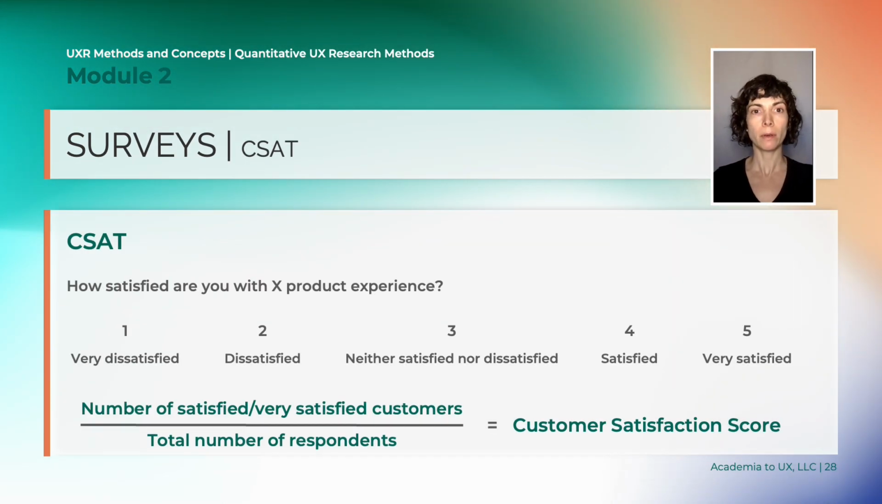Here you can see a typical customer satisfaction survey. There is a response spectrum ranging from very dissatisfied on the left to very satisfied on the right, with numbers sometimes correlated to show leveling.